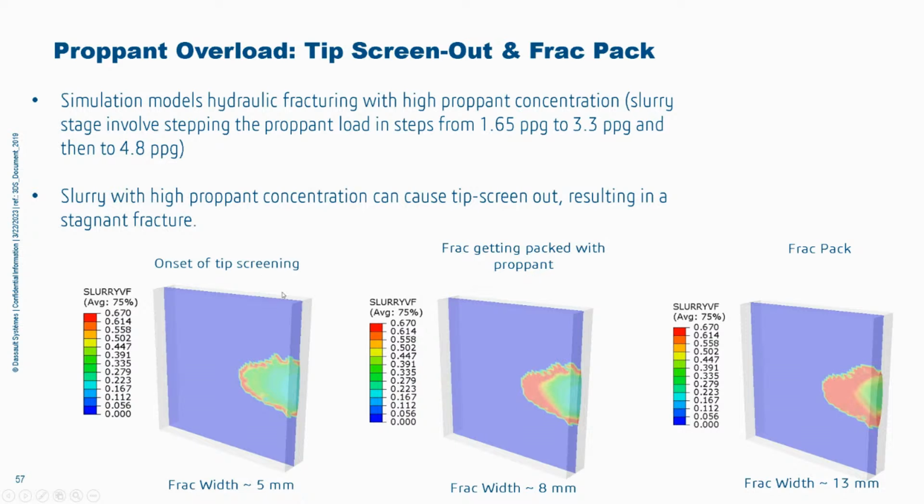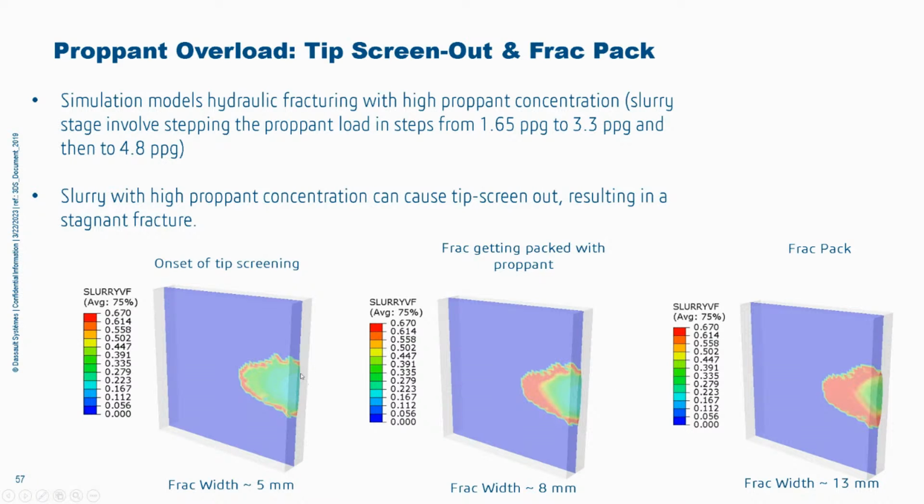Here is one scenario where the injection rate is very high and the proppant concentration in the injected fluid is very high. This kind of scenario can lead to what we call tip screen out and creation of a frac pack. So here we have modeled hydraulic fracturing with a very high proppant concentration, and the high proppant concentration causes the tip screen out, eventually resulting in what we call a stagnant fracture and creation of a frac pack.